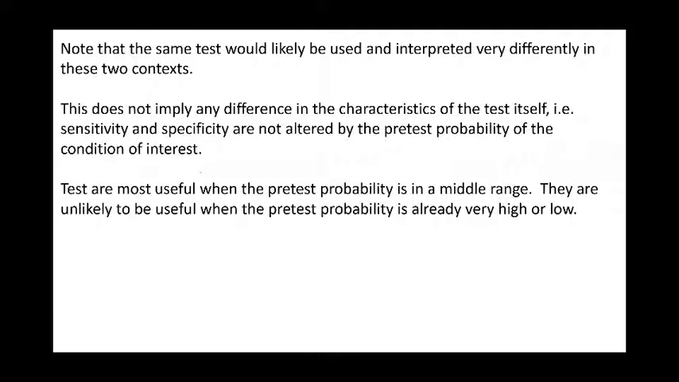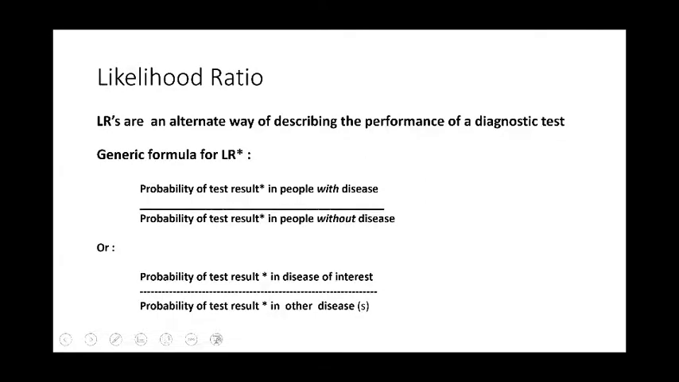So yeah, tests are more useful when pretest probability is in the middle range. Now we come to another term called likelihood ratio. Likelihood ratio is another thing which is constant for a test, and it is defined by the formula: probability of the test result. Like if we say likelihood ratio of a positive test, that means probability of a positive test in patients with disease divided by probability of the test result in patients without disease.